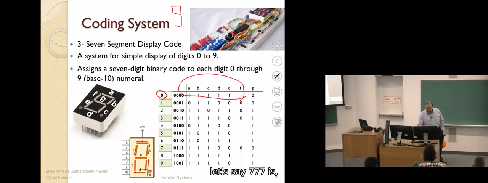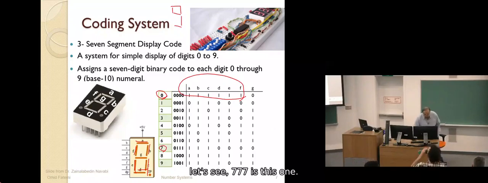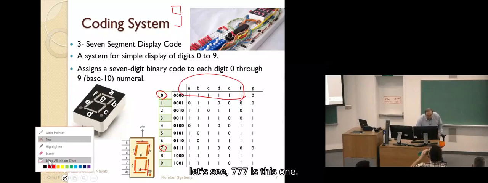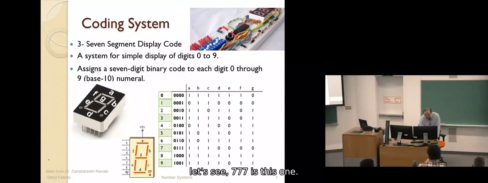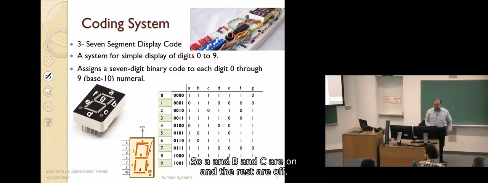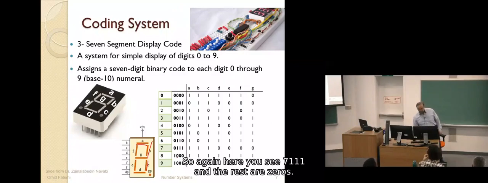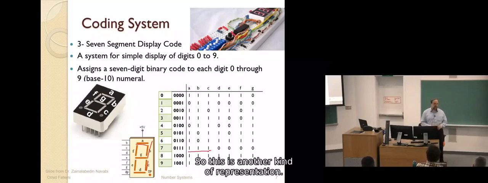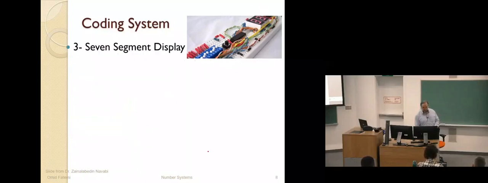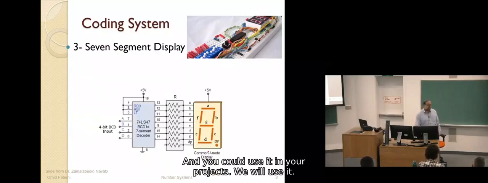Or for example, let's say 7. 7 is this one and these 2. So A and B and C are on, and the rest are off. So again here you see 7: 1, 1, 1, and the rest are 0. So this is another kind of representation, and you could use it in your projects.